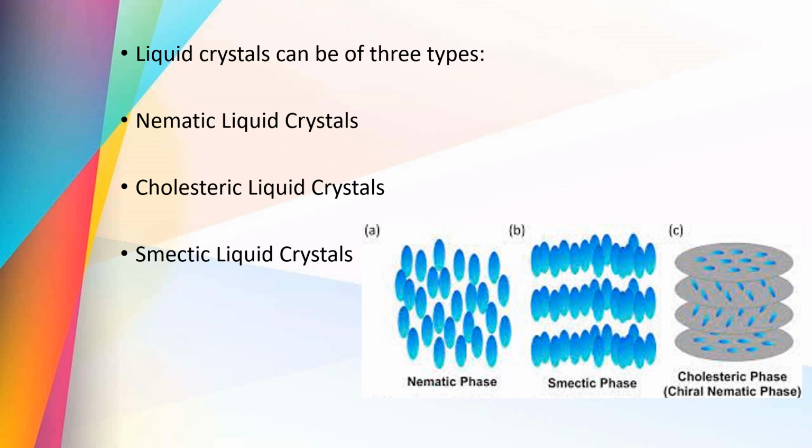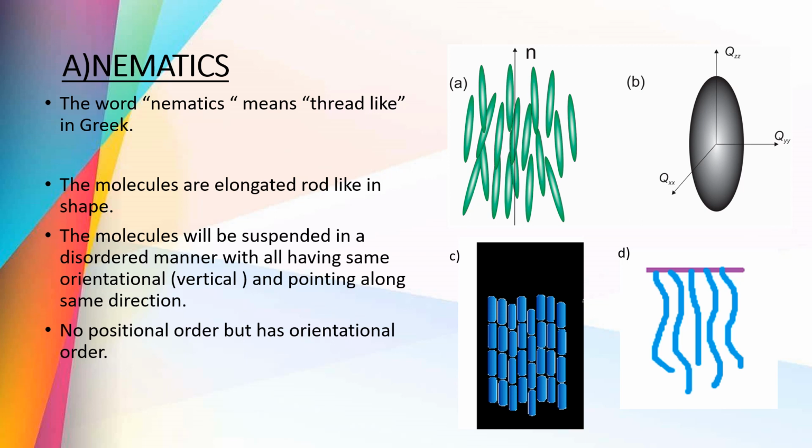Liquid crystals can further be classified into three types: nematic liquid crystals, cholesteric liquid crystals, and smectic liquid crystals. The figure here shows the diagrammatic representation of each of these types. In this video, we will be discussing nematic liquid crystals and cholesteric liquid crystals. Now let us discuss the first type of classification of liquid crystals, that is nematics.